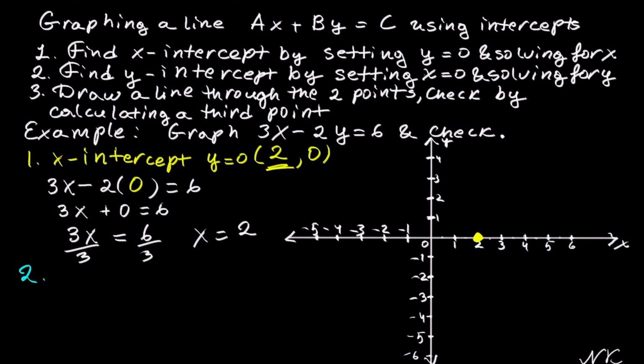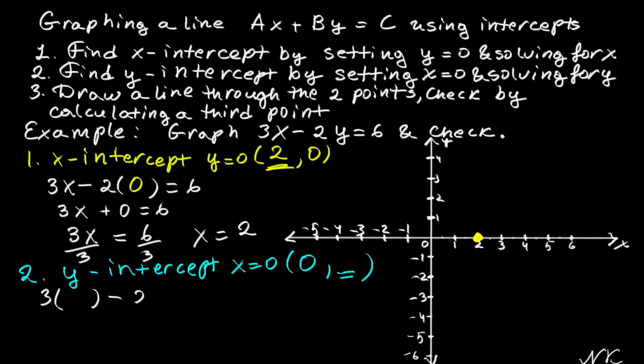Second point will be our y-intercept, and we will calculate it by setting x equal to 0. So right now we have 0 for x, and we are calculating y. To calculate the y-intercept, we take the original equation, 3 times x minus 2y equals 6. We substitute 0 for x, and we get 3 times 0 is 0, minus 2y equals 6. This gives us negative 2y equals 6.